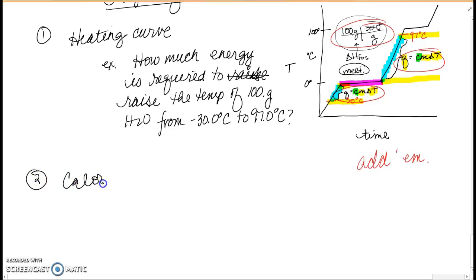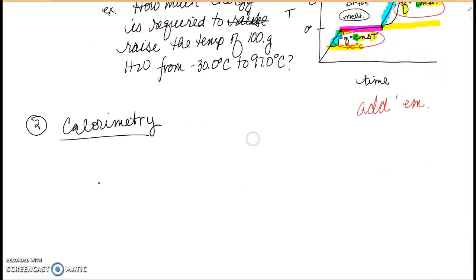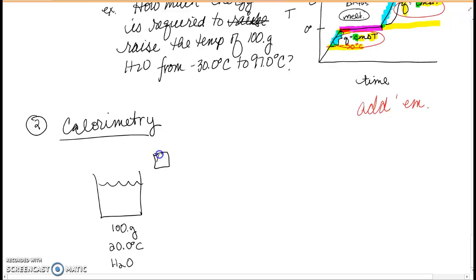All right. Number 2, calorimetry. So here's a typical question. You have your little coffee cup calorimeter. Let's say it has 100 grams of water. It's 20 degrees Celsius, so cool water. Let's say that you have a piece of aluminum and it's hot aluminum, and you put that hot aluminum in the cold water. So of course, the aluminum cools down and the water warms up.